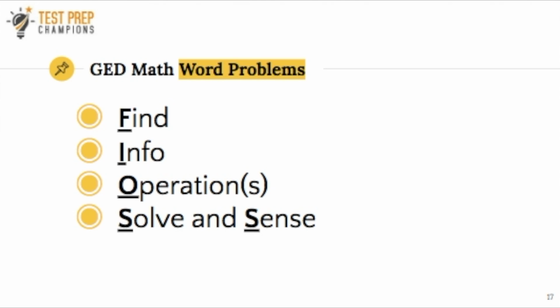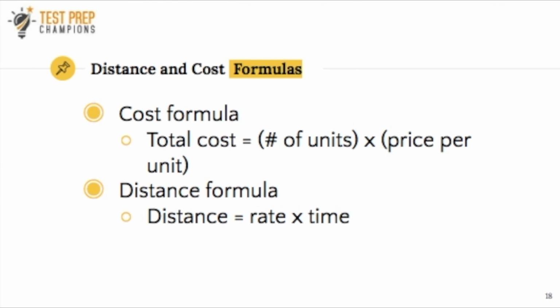In addition to word problems, you'll want to know how to use the distance and cost formulas. Some basic types of word problems may ask you to use the distance formula or the cost formula, and these questions are actually fairly common on the GED test. The cost formula is total cost equals the number of units times price per unit. And the distance formula is distance equals rate times time.